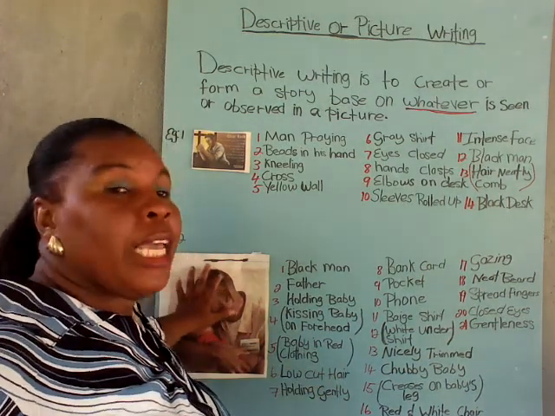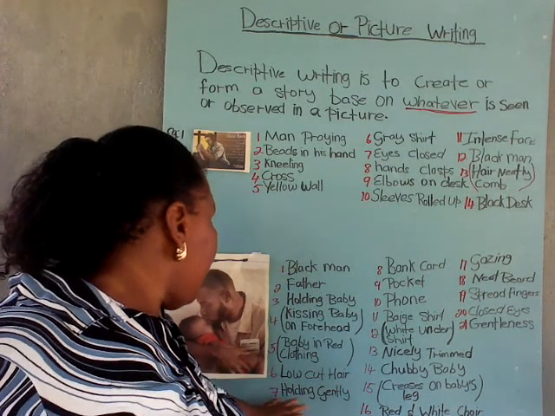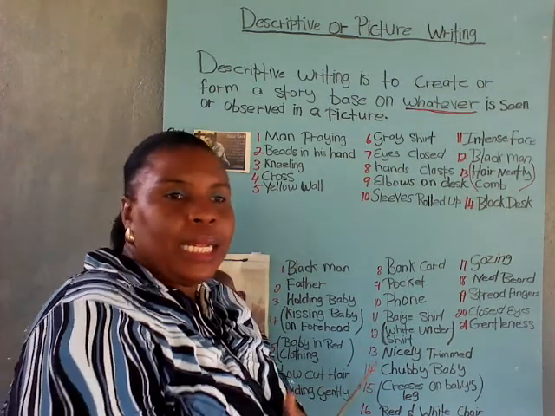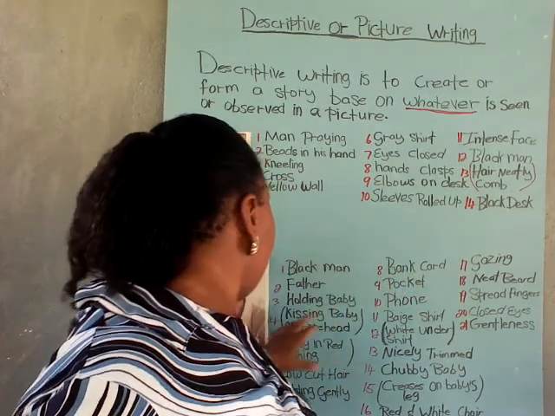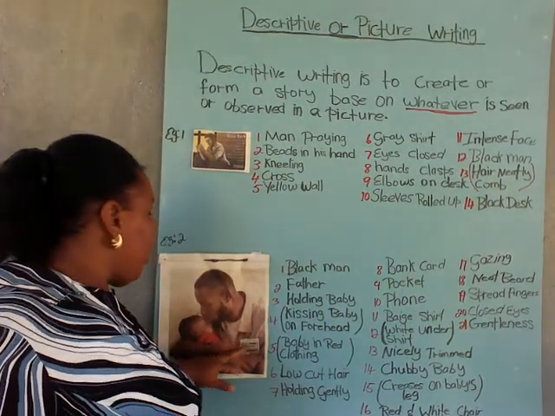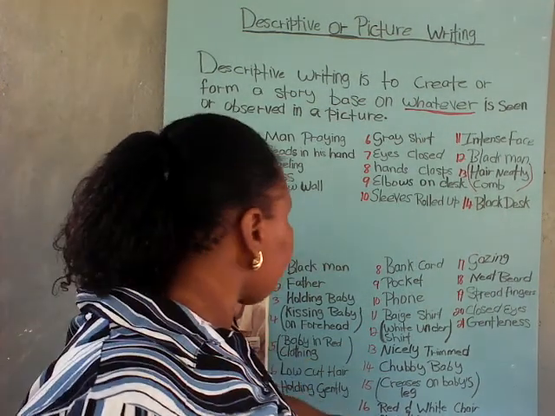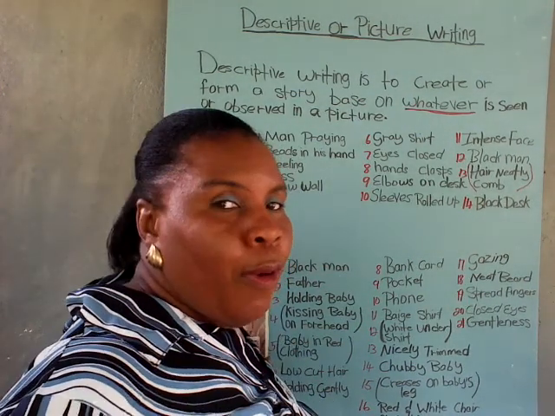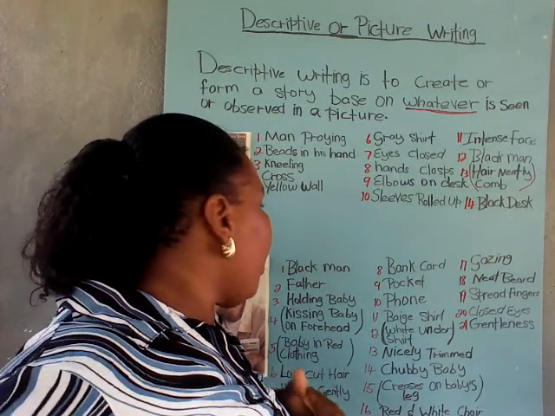Low cut hair. His hair is cut low, neatly cut. Holding the baby gently. He's holding the baby very gently. He has a bank card in his pocket. You see, he has a bank card. I don't know if you can see, but he has a bank card in his pocket, and he has a phone behind, in front of the bank card.